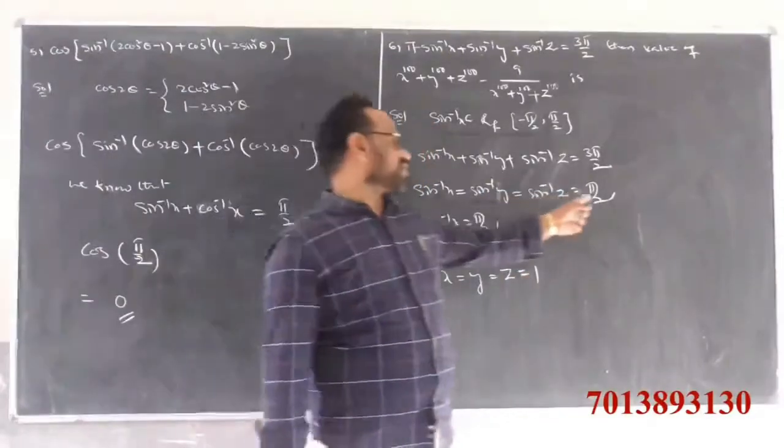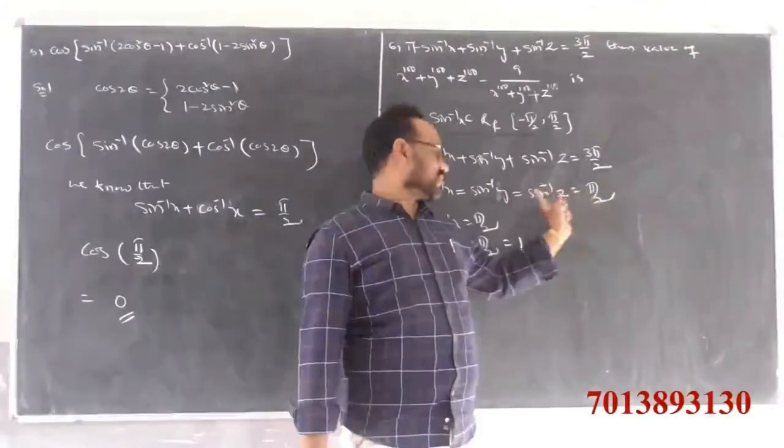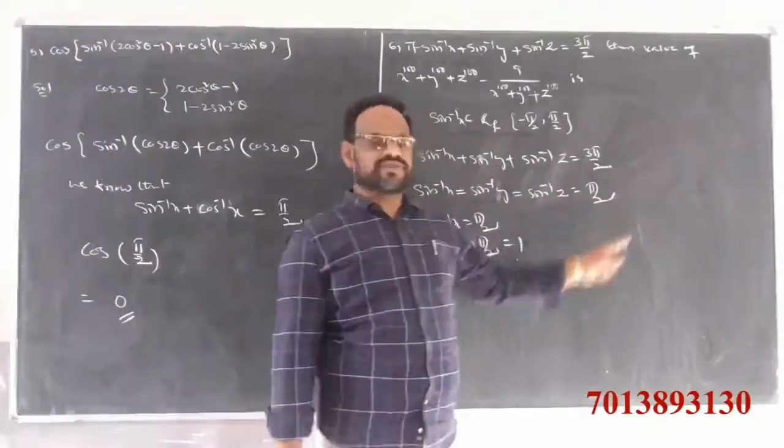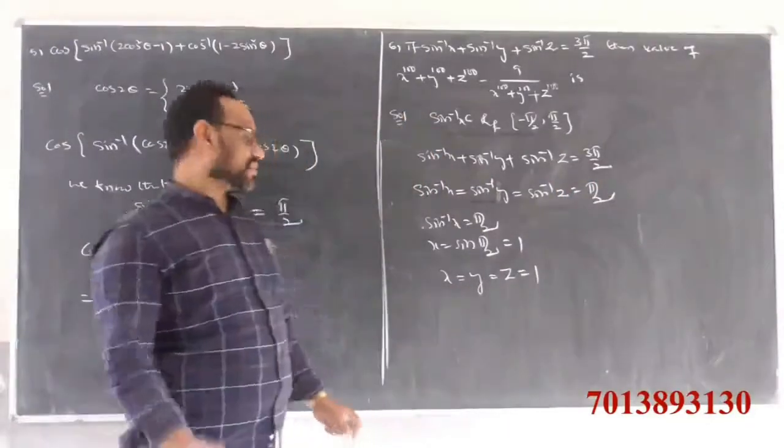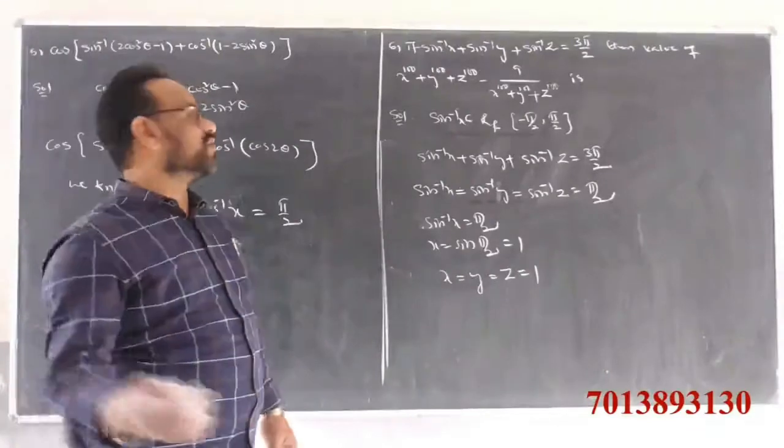Sin inverse of y is equal to pi by 2, so y is equal to 1. Sin inverse of z is equal to pi by 2, so z is equal to 1. So x equals y equals z equals 1. That means the values of x, y and z are each 1.